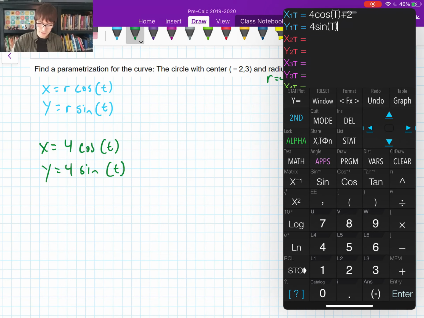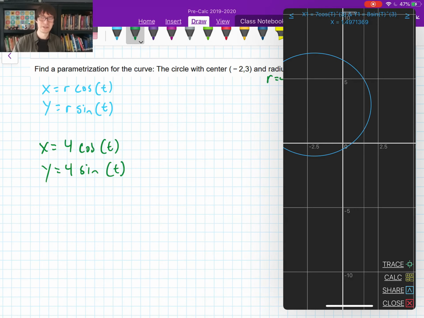If we want the center to have an x value of -2, we'll just subtract 2 from it. And if we want the center to have a y value of 3, we're going to move the entire circle up 3, so we can just add 3 to y. Oops, not multiply by 3, but add 3 to y. And that should get us exactly where we need to be.